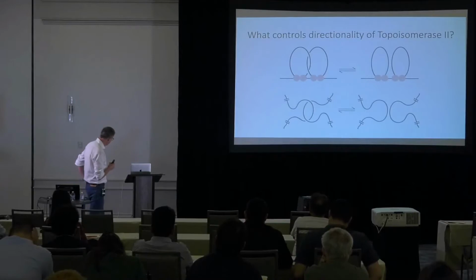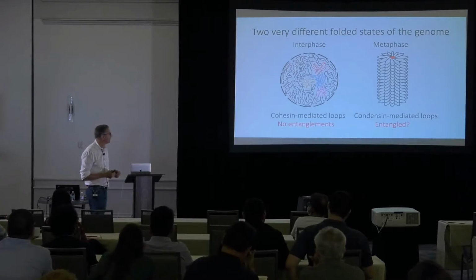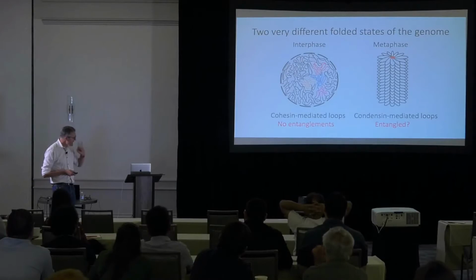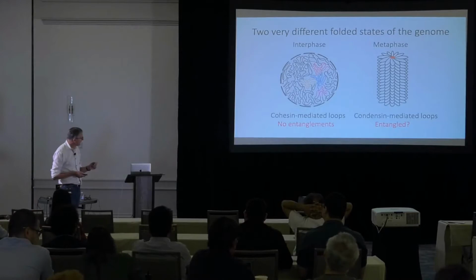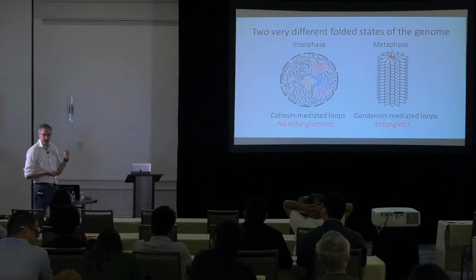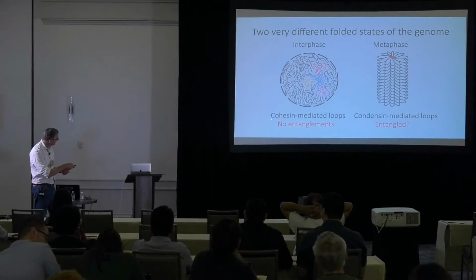How does that work? And again, I think the cell cycle provides us with a really powerful experimental system, because you have all these changes in chromosome conformation, and I'll tell you in a second, the entanglement state also changes during the cell cycle, giving us experimental opportunities to interrogate what's going on when cells actively entangle and disentangle their genome. So I told you, we have some evidence that in interphase, entanglements are rare, at least.